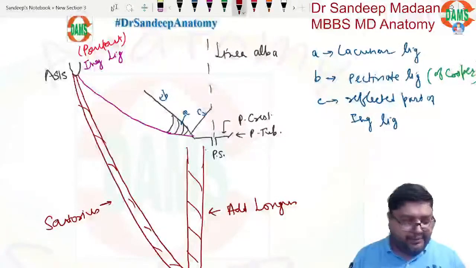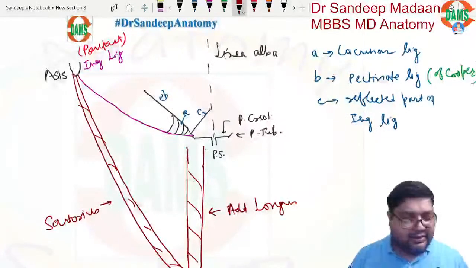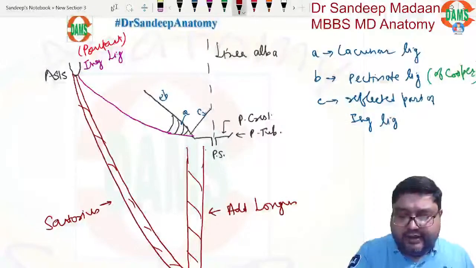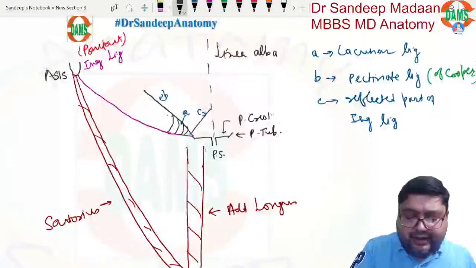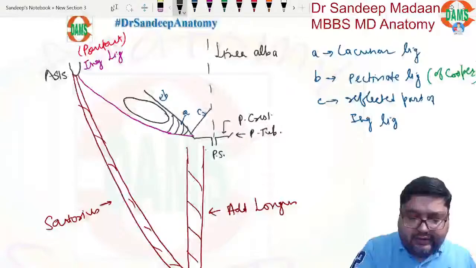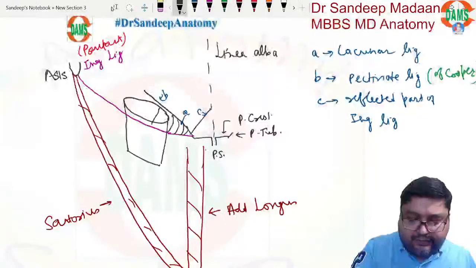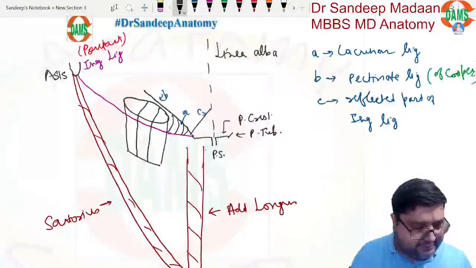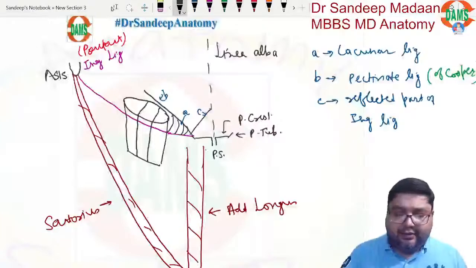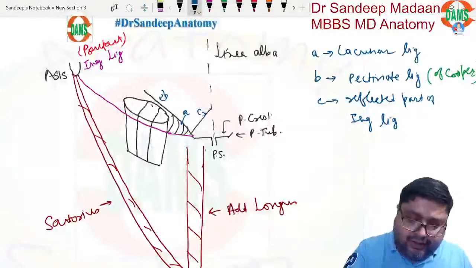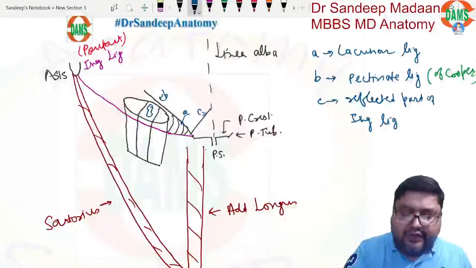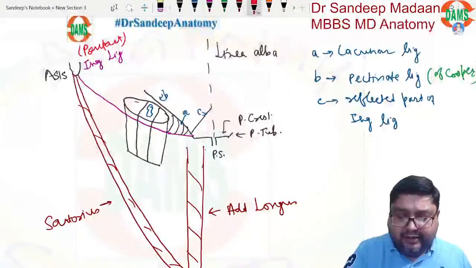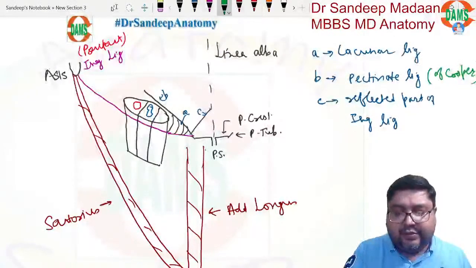Is that all okay? But what is the content over here? For the content we can consider that we have a sheath over here. This sheath is called the femoral sheath, which further has three compartments. Is it making sense? Now in the middle compartment we have this vein, that is the femoral vein. In the lateral compartment we have this artery, that is the femoral artery.